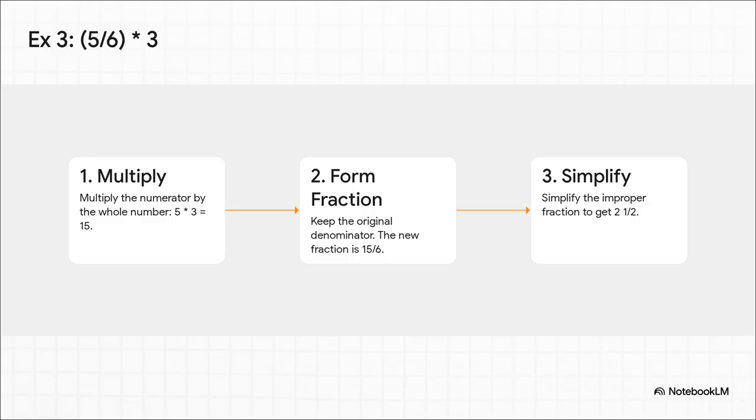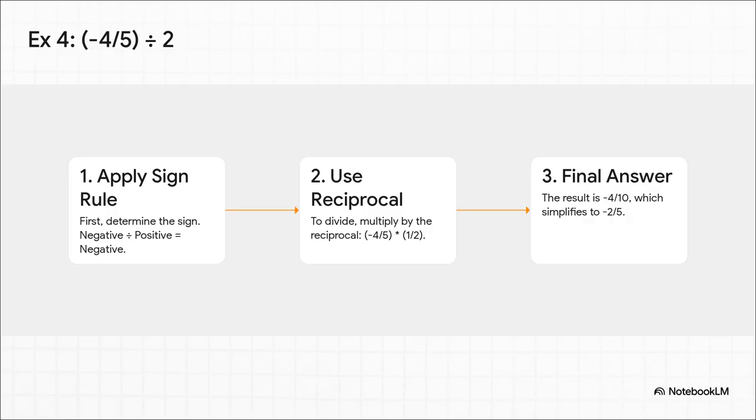Multiplication is even more straightforward, really. We've got a positive fraction and a positive whole number, so right away we know the answer is going to be positive. All you do is multiply the top number, the numerator, 5, by the whole number, 3. That gives you 15. The bottom number, the denominator, just hangs out, so we're left with 15/6, which simplifies down to 2.5.